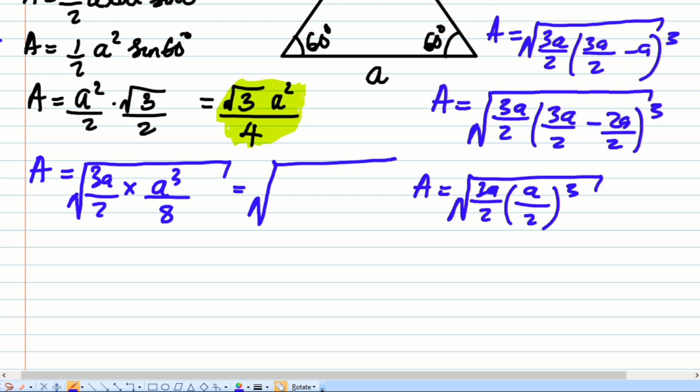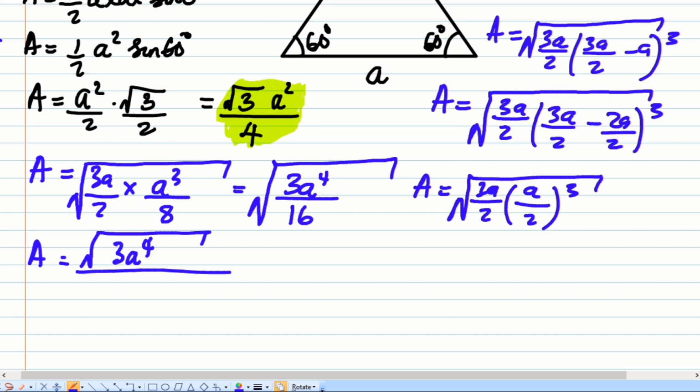So that's the square root of, again I'm writing it, 3A times A cubed, which will be 3A raised to power 4 over 2 times 8 is 16. Well, we can use the rules of surds. If you have a root sign, you can separate the numerator. So we can have the square root of 3A raised to power 4, and then separate the square root of 16.